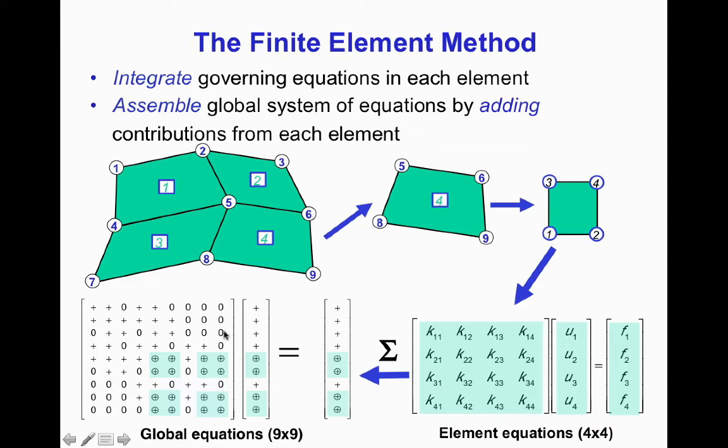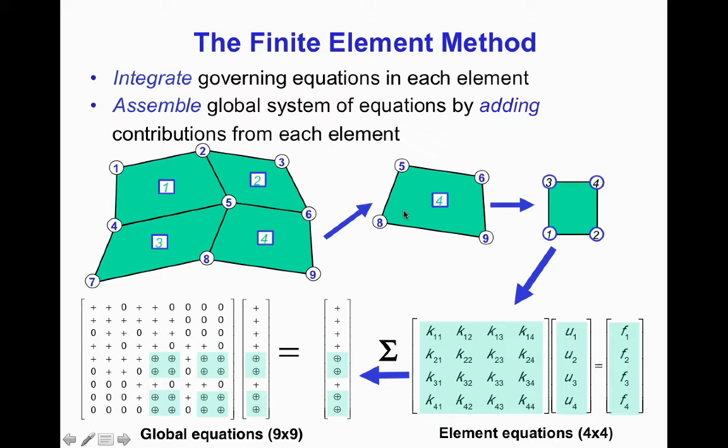And the answer is simply by addition. Because we're using an integral formulation, the integral over the entire domain is just the sum of the integral over each individual element. So if we can derive these element equations from an integral equation, then assembling them back into the whole system is a simple matter of addition. And so now it's just a matter of adding the components of this 4x4 system of equations into the right spot in a global 9x9 system of equations.